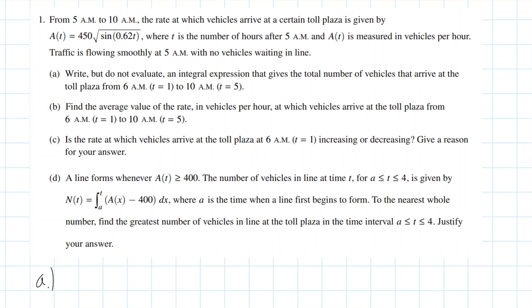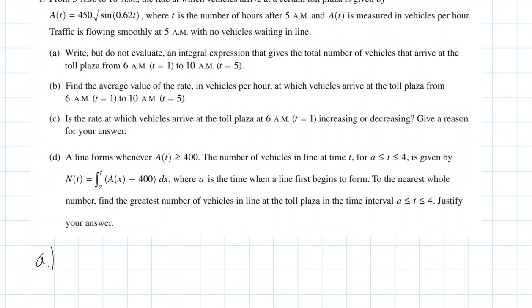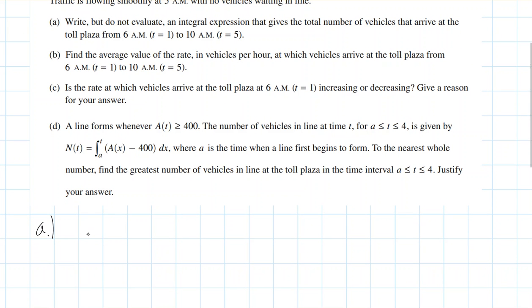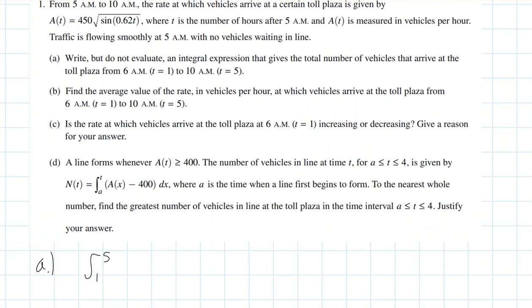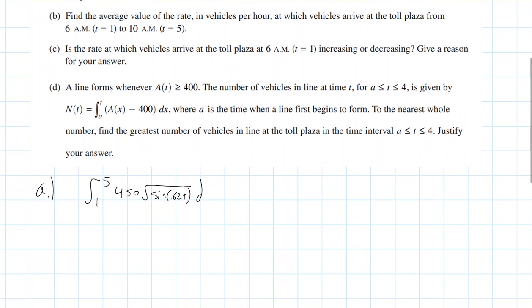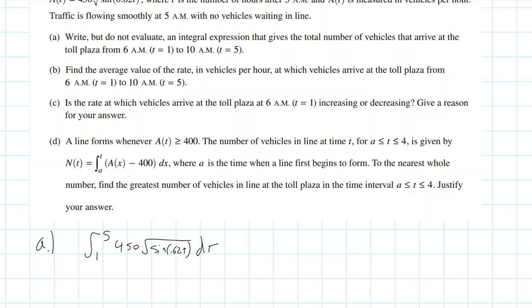So here at the bottom, we're just going to take the rate and integrate it from the times that it says. So it's going to be the integral from 1 to 5 of the rate function, which is 450 square root of sine 0.62t dt. And that's it. That's the integral, and it doesn't want us to evaluate it, so we're done with part A.